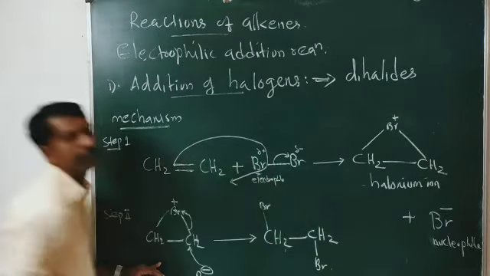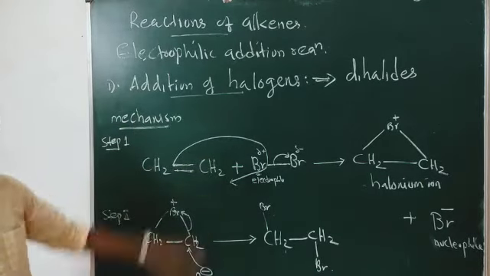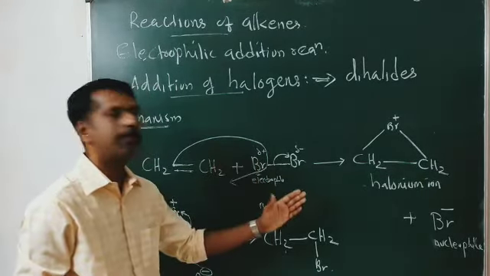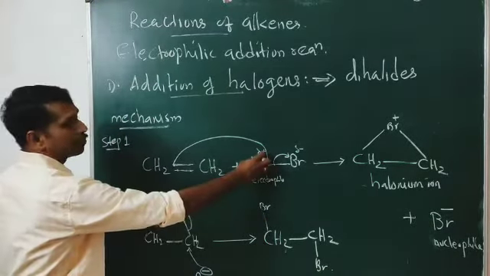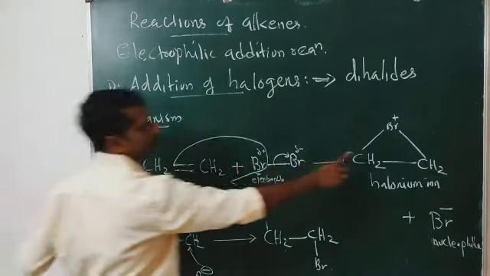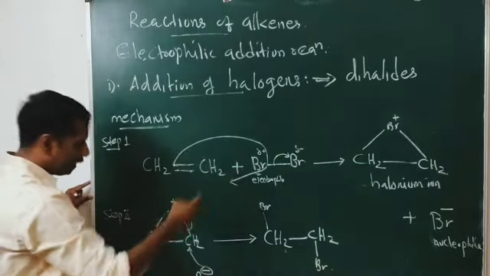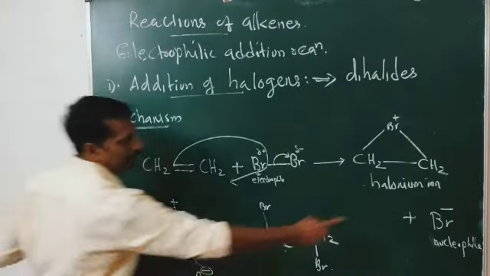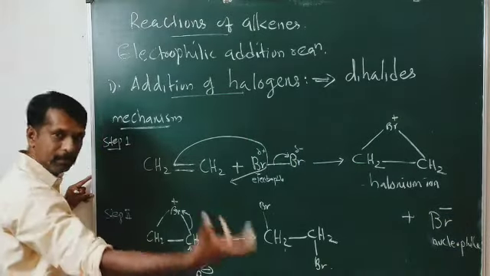You get vicinal dihalide. This is the mechanism of addition of halogen. That means in the first step, a halonium ion is forming. The electrophile Br plus is abstracted by the alkene, which will result in the formation of a cyclic halonium ion. In the second step, the halonium ion will be attacked by the Br minus, the nucleophile, a negatively charged species.